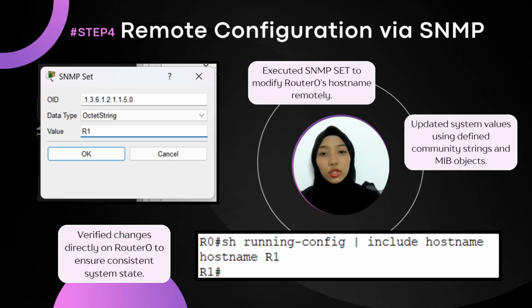And to make sure it worked, we finally log into the router directly and run the command show running-config | include hostname. And as you can see here, the router responded with hostname R1. So this output proves that our remote SNMP command worked perfectly. The hostname was successfully changed from R0 to R1.